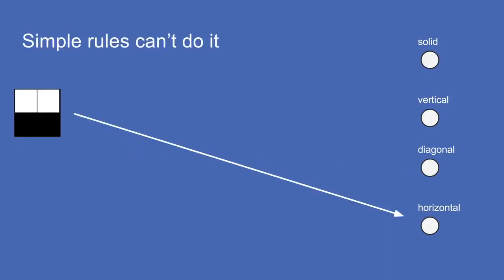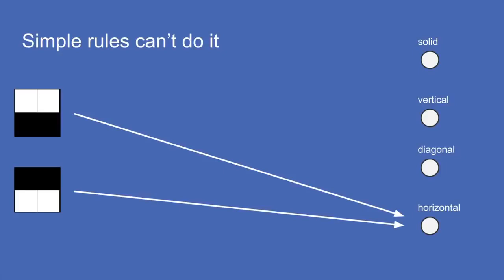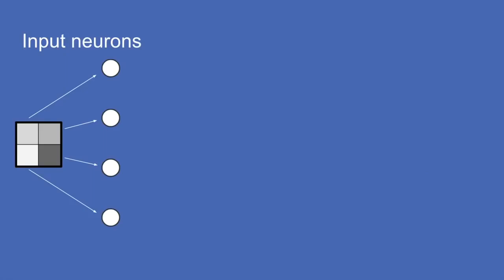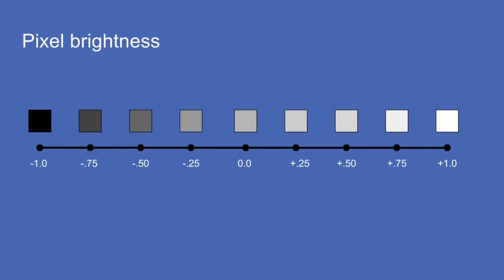or a horizontal line. This is tricky because you can't do this with simple rules about the brightness of the pixels. Both of these are horizontal lines, but if you tried to make a rule about which pixel was bright and which was dark, you wouldn't be able to do it. So to do this with a neural network, you start by taking all of your inputs, in this case our 4 pixels, and you break them out into input neurons. And you assign a number to each of these depending on the brightness or darkness of the pixel. +1 is all the way white, -1 is all the way black, and gray is 0, right in the middle.